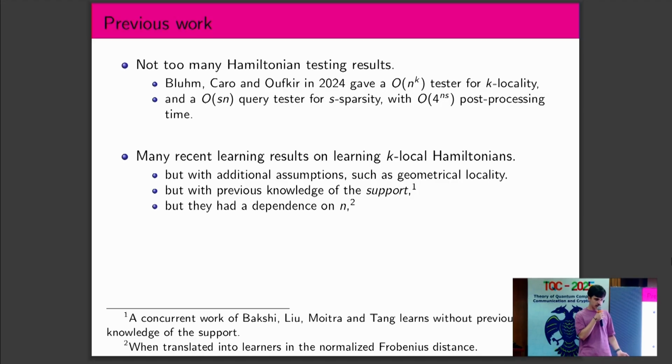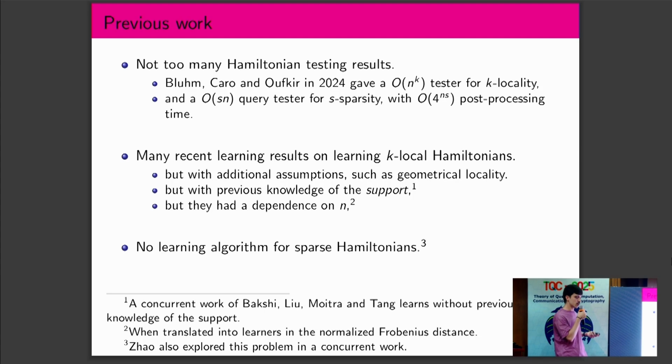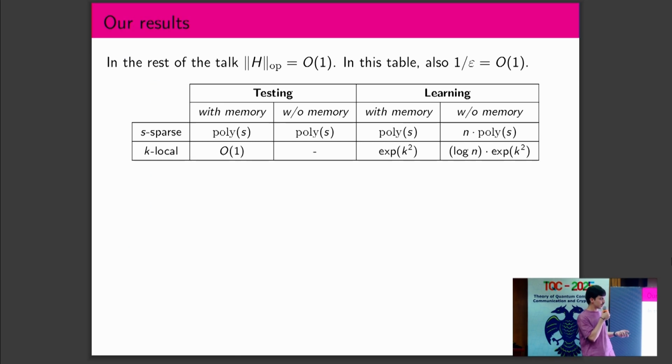And also something that happened in all previous works is that they had a dependence on n, on the number of particles. And this is somehow a summary of what was known before about learning local Hamiltonians. And there is no summary of what was known before about learning sparse Hamiltonians, because there was no prior result that really cared about learning sparse Hamiltonians. So this is the summary of previous work, and now I'm ready to state our results.